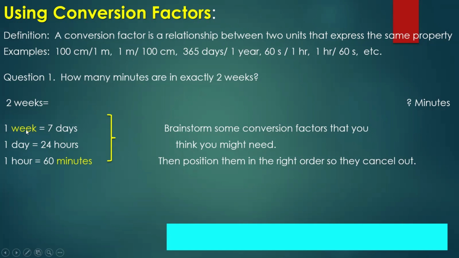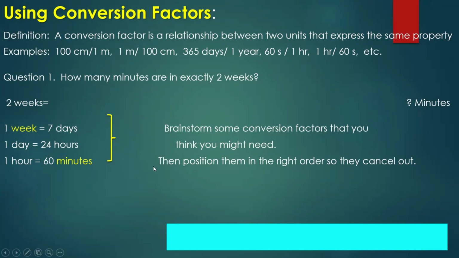So first of all, we know a week is 7 days. We know a day is 24 hours, and we know an hour is 60 minutes. So we could have 1 week over 7 days, or 7 days over a week, 1 day over 24 hours, or 24 hours over 1 day, or 1 hour over 60 minutes, or 60 minutes over 1 hour.